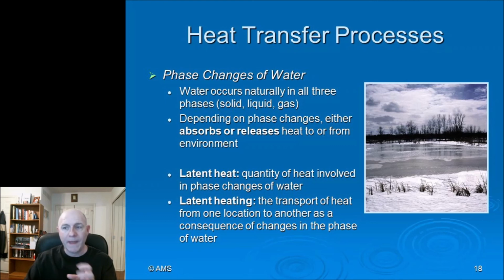That's what we call latent heat, that quantity of heat involved in changing the phase of a substance. For these purposes, we're talking mainly about water, because that's what we're most curious about from an atmospheric science perspective. We don't see oxygen and nitrogen change phases in the atmosphere. They're almost always a gas. Water goes from vapor to liquid to solid, and it can exist in all three of those phases on the Earth.